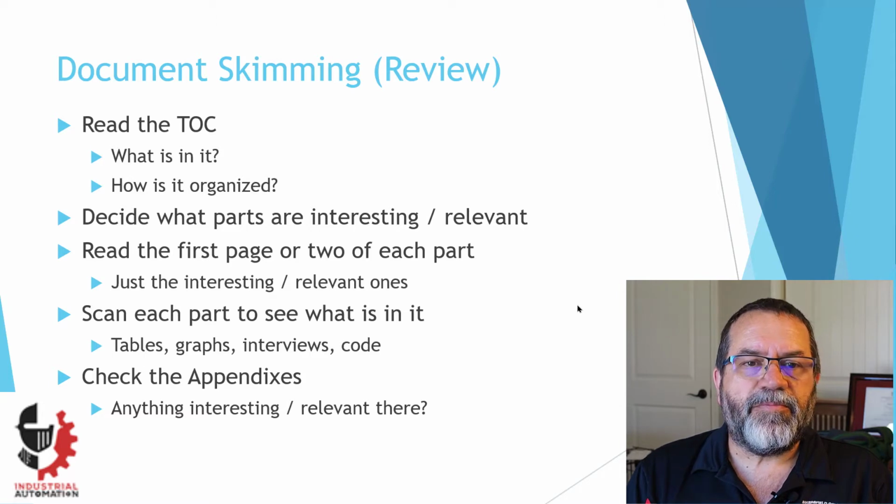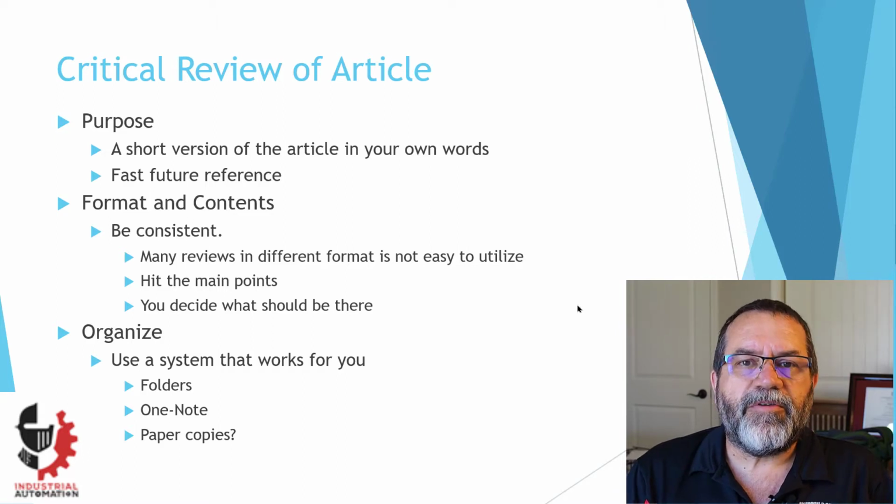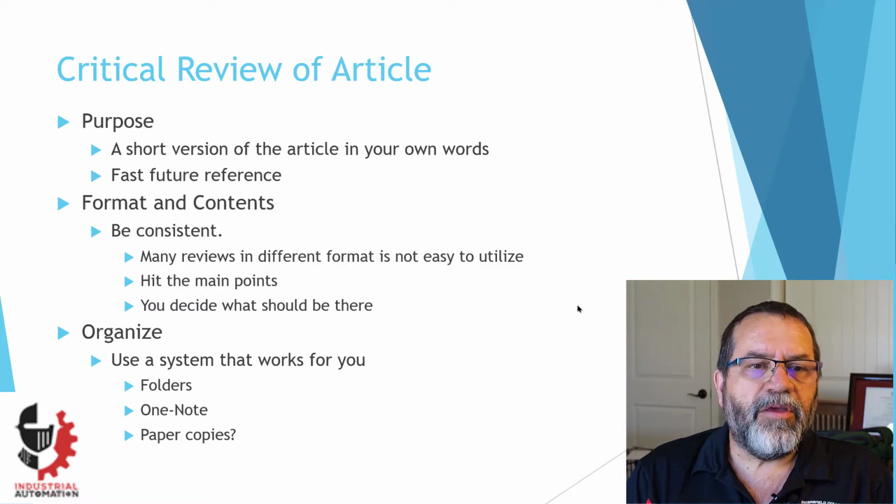The related topic to document skimming is doing a critical review of an article. Sometimes you'll come across an article or a chapter of a book that's relevant to you either now or in the future. For a critical review of an article, the purpose is to make a short version in your own words. So if it's a 20-page article, you could highlight all the relevant sections, but you still have a 20-page paper that you have to open up and look at next time you want to reference it. The better way to do it is to create your own very short version of what's in the article.